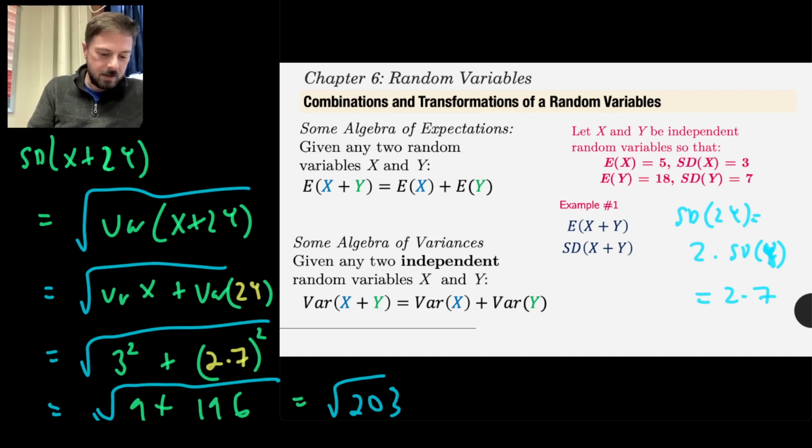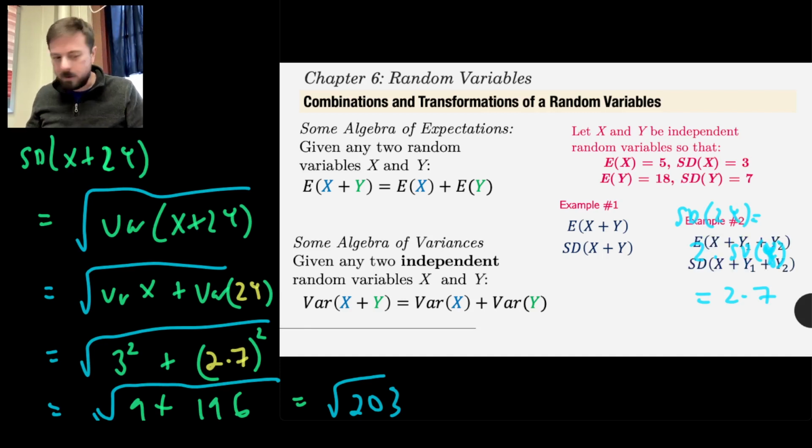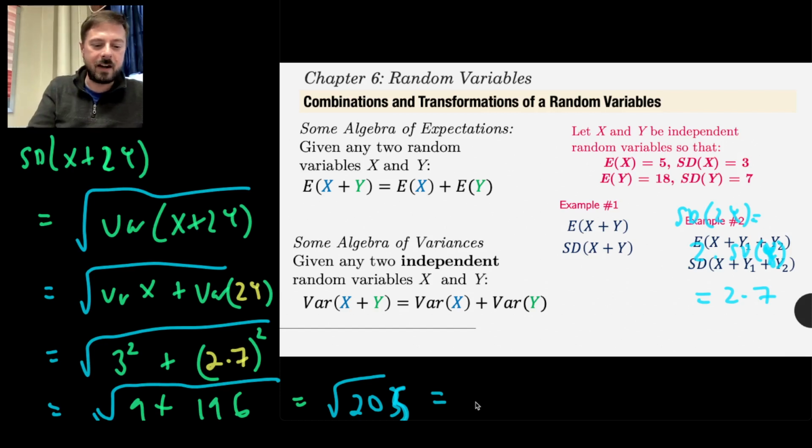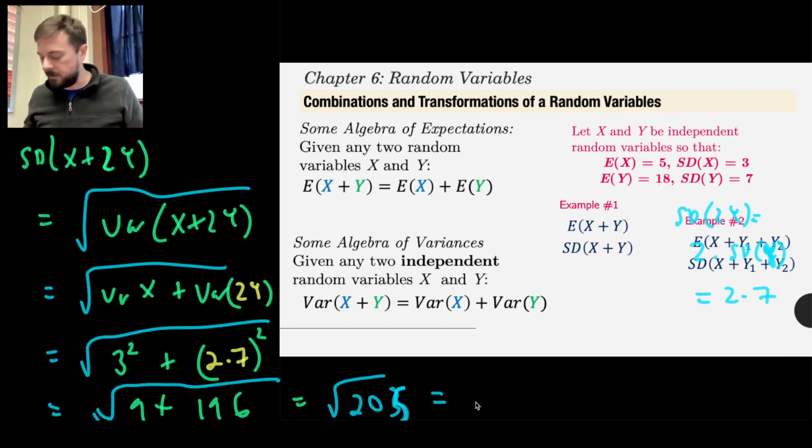14 times 14 is 196 plus 9, 205. Why did I say 203? I knew part of me was feeling crazy there, so I knew something wasn't right. You're like, wow, how are you a math teacher if you can't add 9 plus 196? That's why I have a calculator sometimes, to make me feel better about myself. And so the square root of 205 ends up being about 14.3.